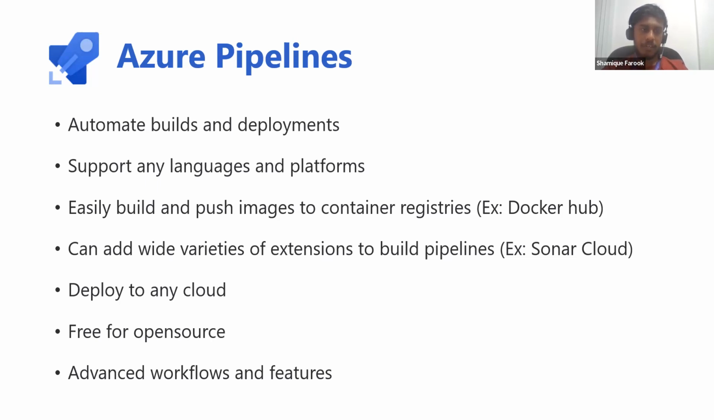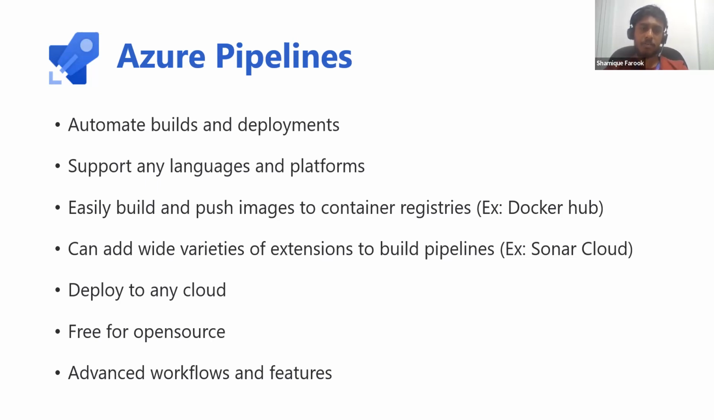With Azure Pipelines, we can easily build and push images to container registries like Docker Hub, if you are familiar with it. And also we can add a wide variety of extensions to the build pipeline. In the previous slide, I mentioned the marketplace extensions. With that, we can integrate new extensions into the build pipelines.